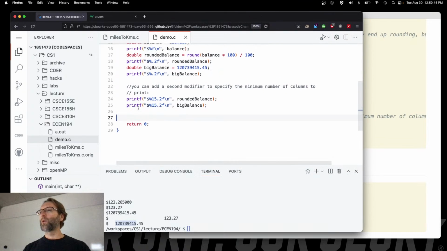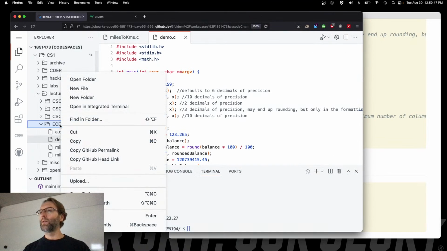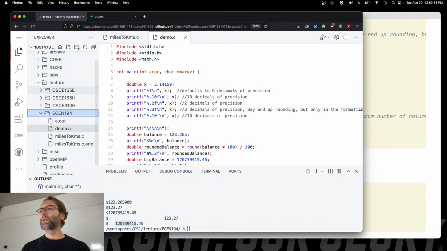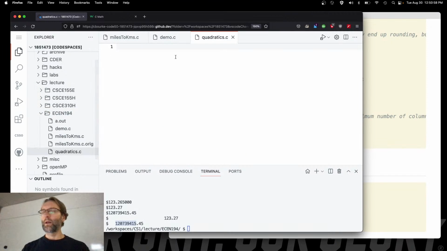So let's start writing a program here. In fact, I'm going to start with a brand new file. I'll go quadratics.c. I don't know. Yeah, let's go ahead and do it. I think I've done this before, but all right. So we're now in week 2. We've got 1.5 weeks here.